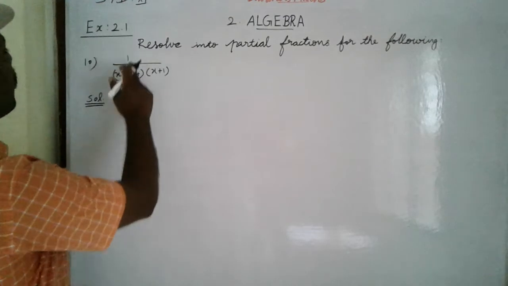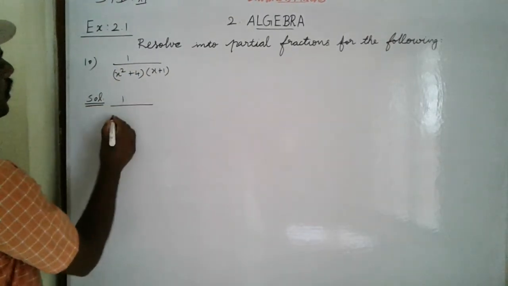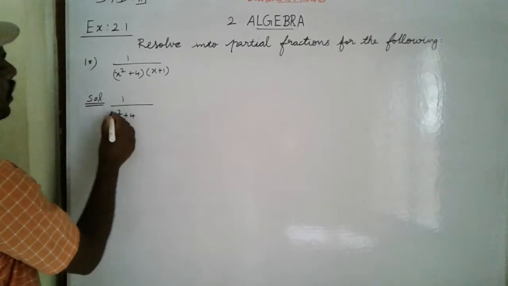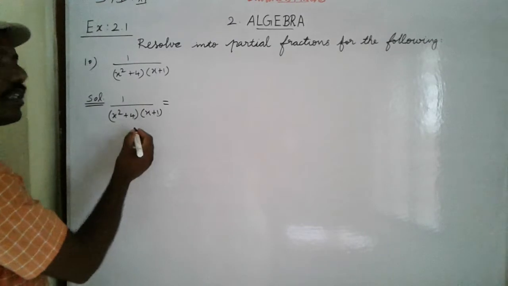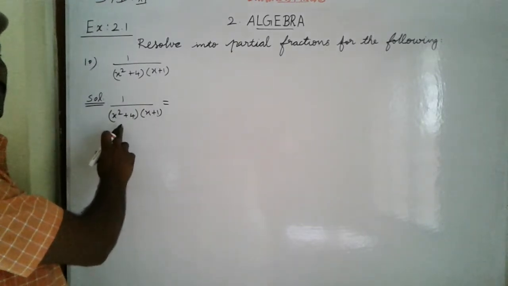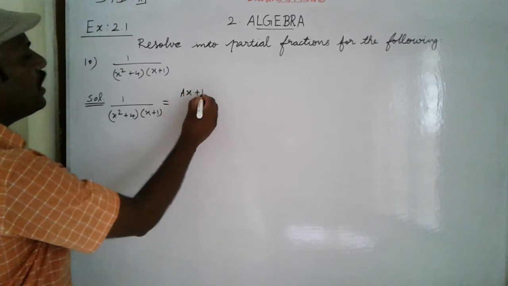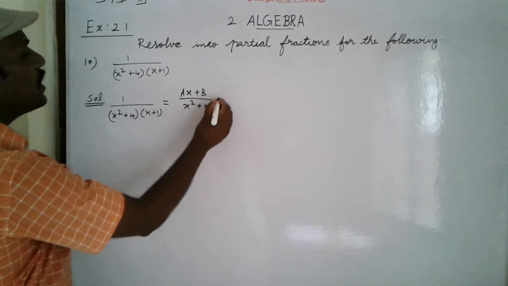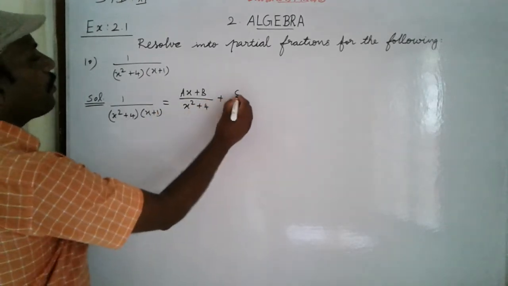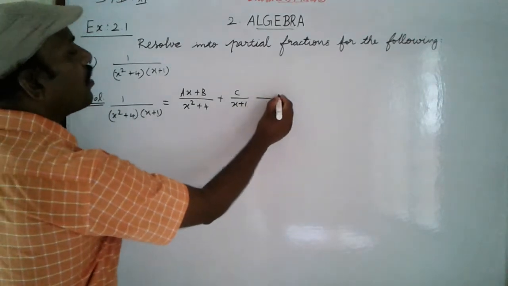10th sum: 1 divided by (x square plus 4) into (x plus 1). Solution: 1 divided by (x square plus 4)(x plus 1) equal to, we know the formula, it's not possible to factorize x square plus 4, so we should write (ax plus b) divided by (x square plus 4) plus c divided by (x plus 1). So this is the equation number 1.